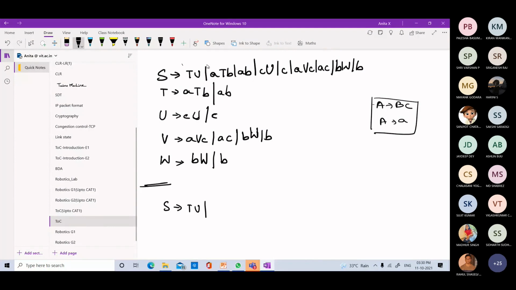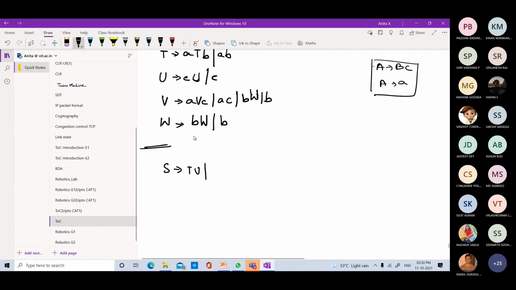Okay, next comes ATV. So here there is a deviation. This needs to be converted to Chomsky normal form. In order to convert this to Chomsky normal form, we are going to introduce some additional non-terminals. So where comes the deviation? Here you can see two terminals are combined with one non-terminal, right? So these are the deviations. For handling that deviation, we are going to introduce some non-terminals.